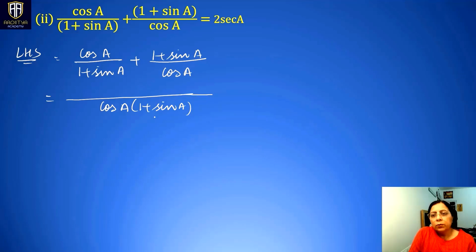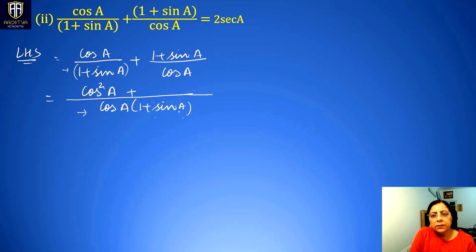Now divide this denominator by this denominator. See, children generally find it difficult. How do we do this? When we have this whole expression in the denominator, divide this denominator by the denominator of this expression. So this 1 plus sine A bracket gets reduced. We are left with cos A. This cos A gets multiplied by the numerator. So we have cos square A.